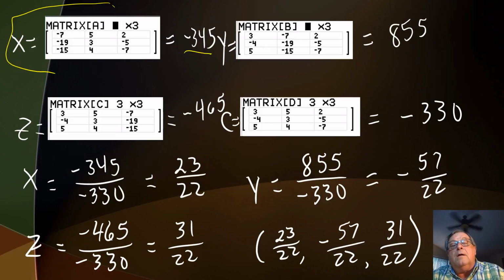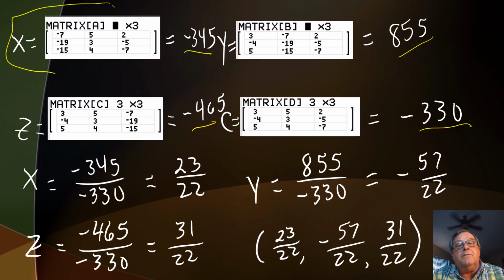For the y, it's the x, it's the constants, what I call the constants, followed by the z coefficients, and the determinant of that's 855. For the z variable, it is the x coefficients, the y coefficients, and then the constants, and that determinant was -465. And then finally, for just the coefficient matrix, it's the x, y, and z coefficients in all of the three equations, and that equals -30.